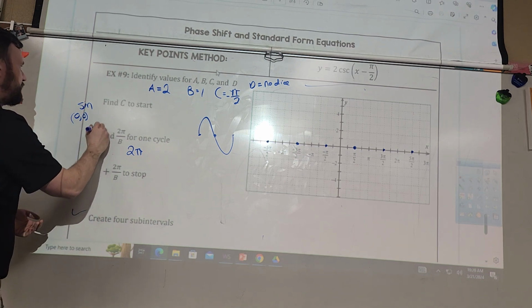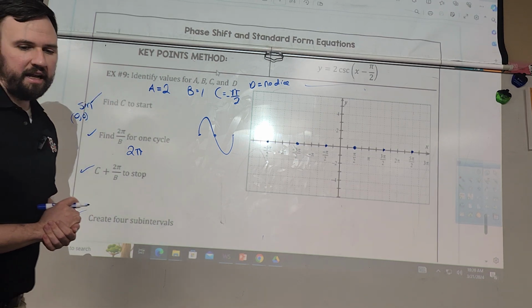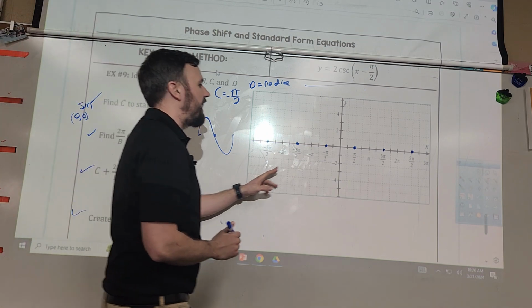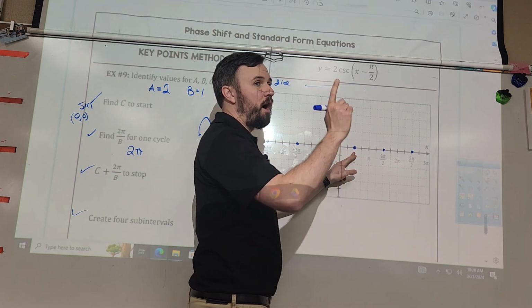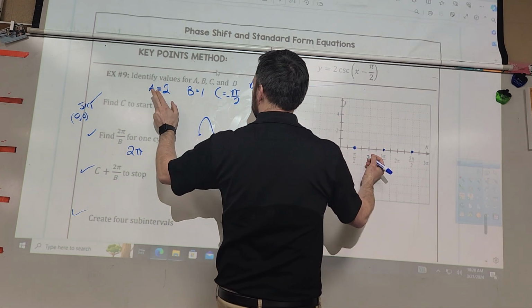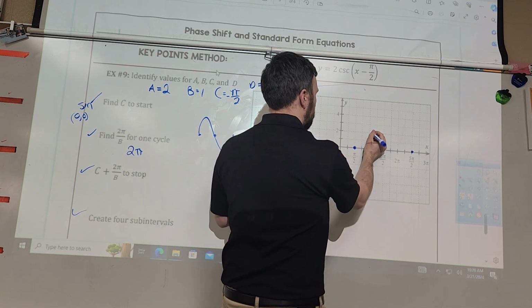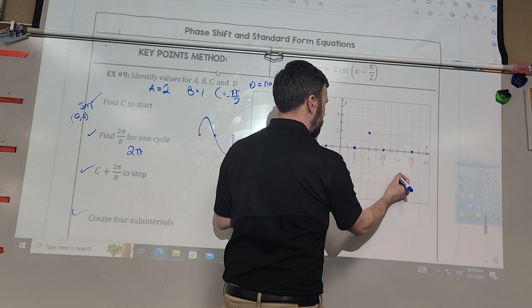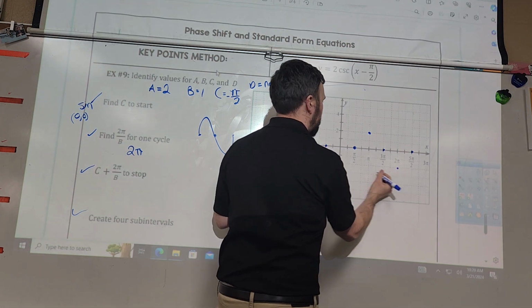Check, check, check, check. Oh wait, I need to make my other intervals too. So remember, for sine, this is where I'm starting, right? Do I go up first or down first? Up. My amplitude is 2. So I'm going to go up 2 and put a dot in the middle. Then I'm going to go down 2, put a dot.